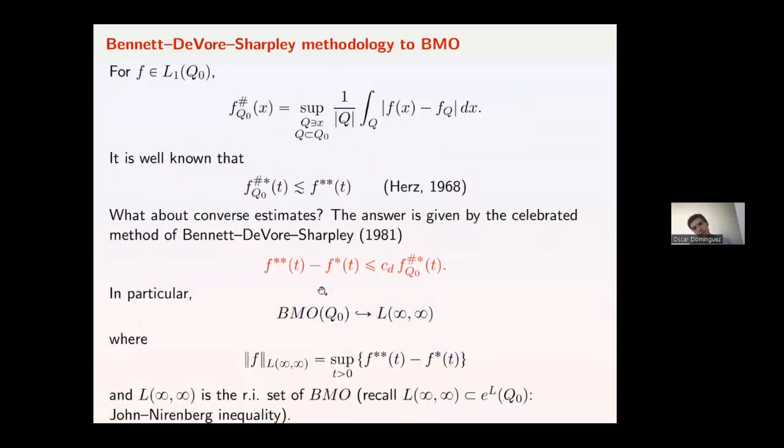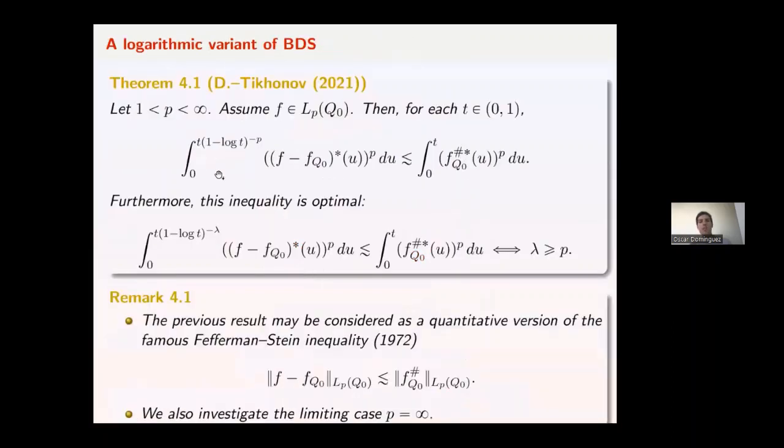And now we obtain the following logarithmic variant of the Bennett-DeVore-Sharpley inequality. To be more precise, we obtain this inequality here. The difference is that instead of working with the oscillations on the left-hand side, we only deal with the function f itself. Of course, we have to subtract the average to avoid problems with constant functions. So for every t greater than 0 and any p between 1 and infinity, if your function f belongs to L^p, then this pointwise estimate holds true.